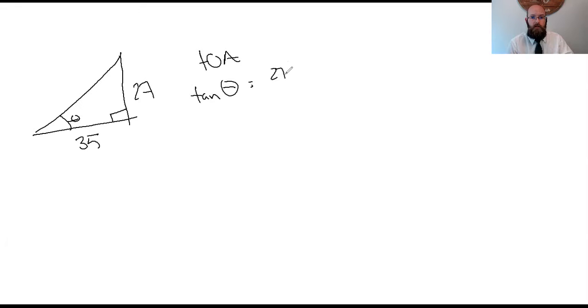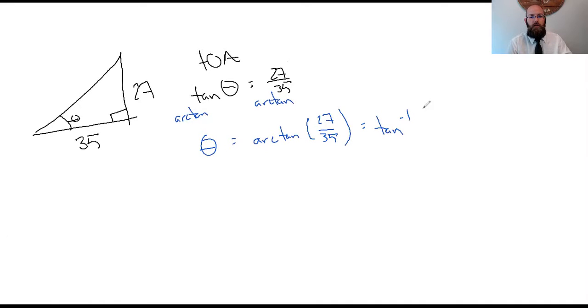So 27 over 35. I need to do my inverse tangent on the left side, so arc tan over here, arc tan over here. Now theta equals arc tan of 27 over 35. Remember, this could be written as tangent to the -1 of 27 over 35. Then literally type this into your calculator: second button, tangent, 27 divided by 35, end parenthesis, enter, boom, answer.